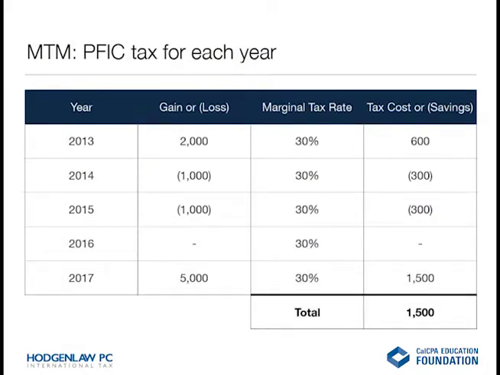Now, just carrying on from the previous slide, where you have a gain, I've just assumed in this situation a marginal tax rate of 30%, meaning you can look at your relative tax cost or savings for this just to get a sense of when you have a PFIC gain or when you have a PFIC loss, what kind of impact it actually has on your tax return.